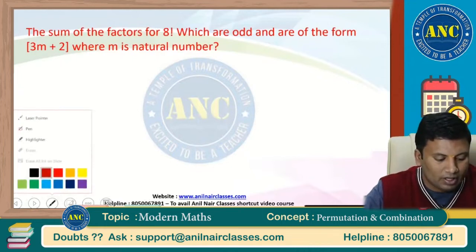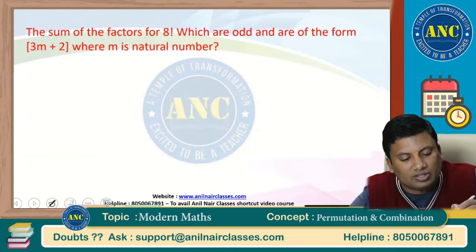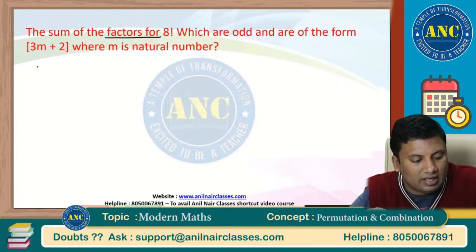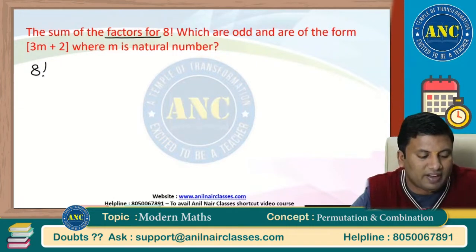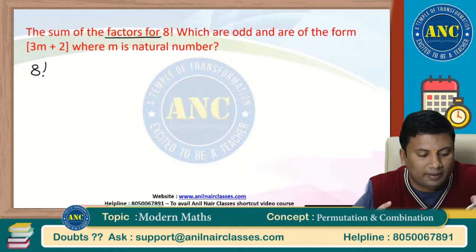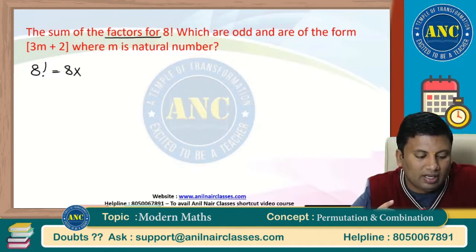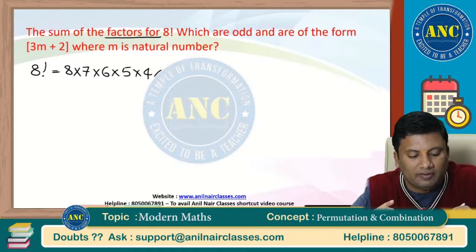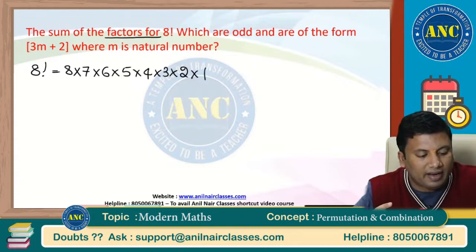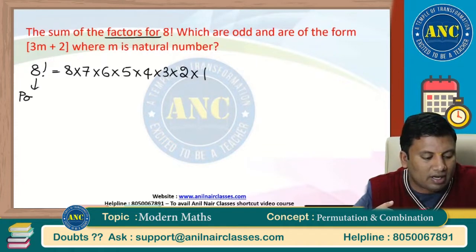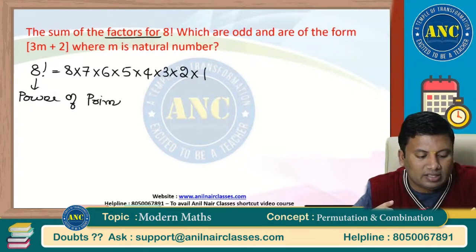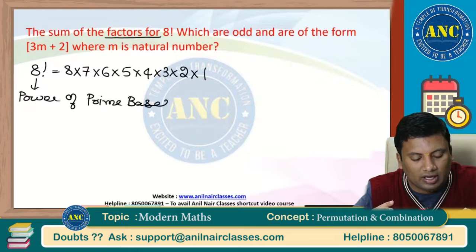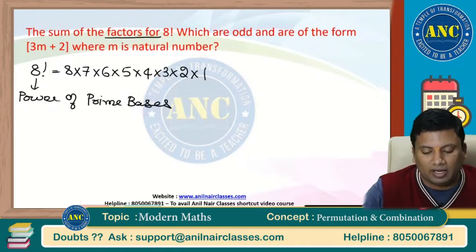First one: the sum of the factors of 8 factorial. There is a number, it seems. The number is in factorial, which is 8 factorial. 8 factorial is nothing but 8 into 7 into 6 into 5 into 4 into 3 into 2 into 1. Any factorial can be written as a power of prime bases. You can write any factorial as a power of prime bases.